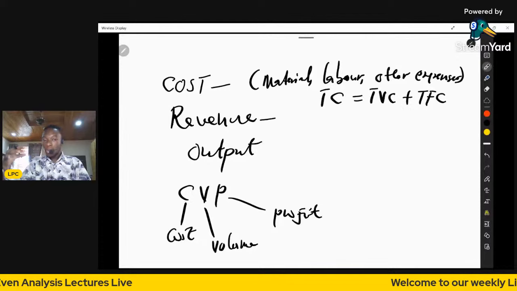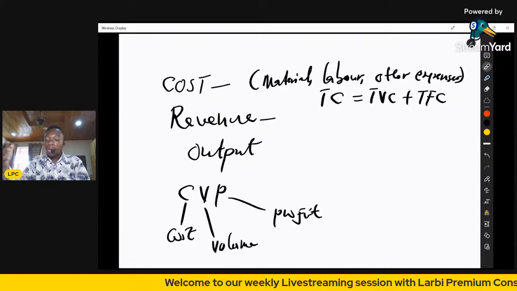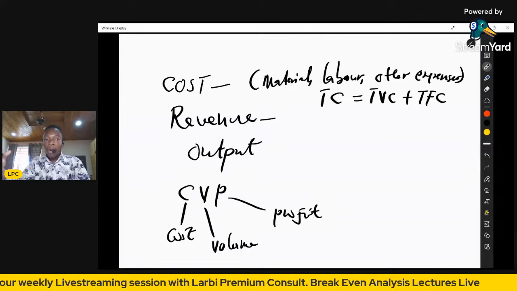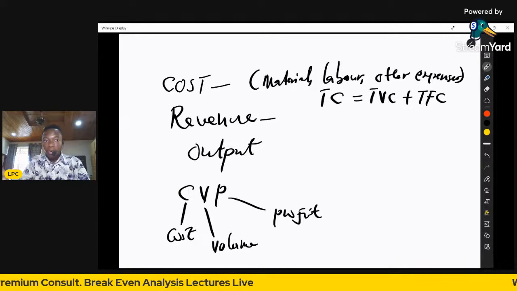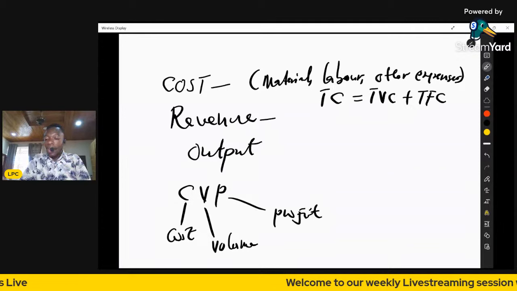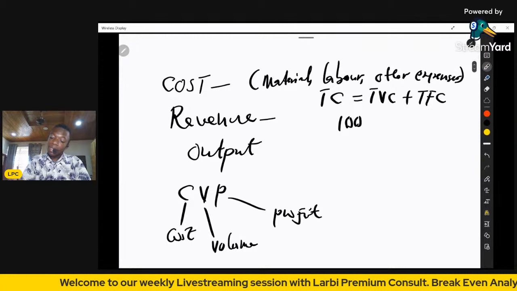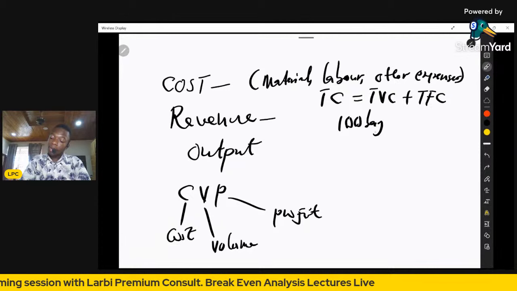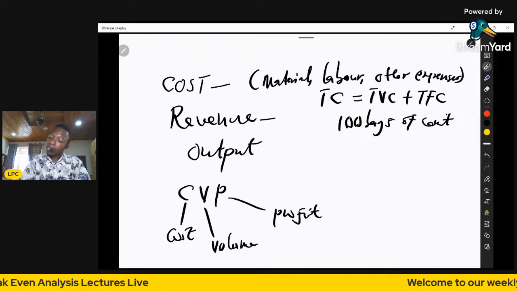What is a total variable cost? When we talk about total variable cost, it is a cost that, by nature, varies or changes with the level of output. We'll get to the output or the volume. So let's say the organization decided to produce 100 bags of cement.